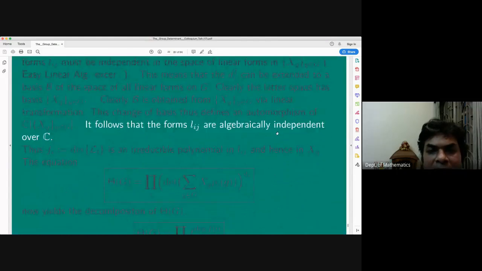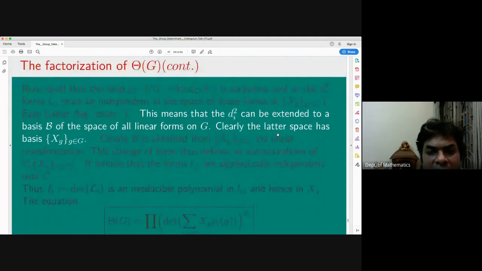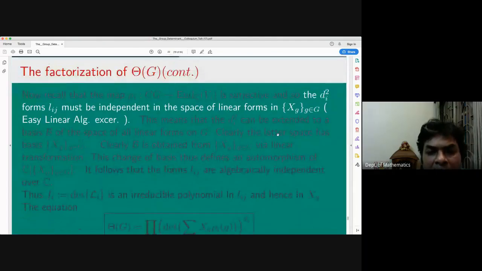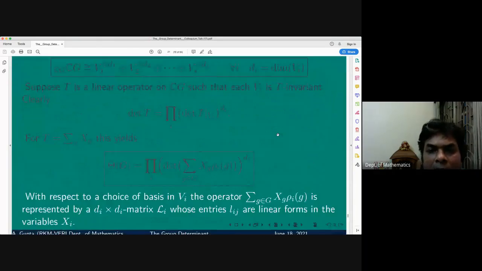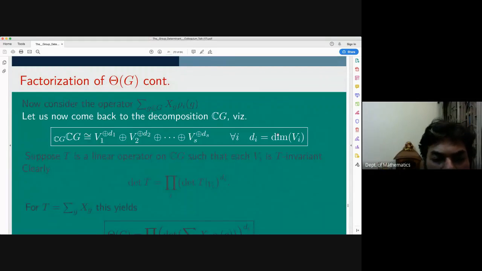What is known is that if you look at this decomposition we had for CG into minimal invariant subspaces, this one in the box, then we know from basic theory that the multiplicity of each Vi, this di, is the same as the dimension of Vi. So this is a very nice thing: whatever the dimension of the space Vi, the same will be the multiplicity with which it occurs in this decomposition.